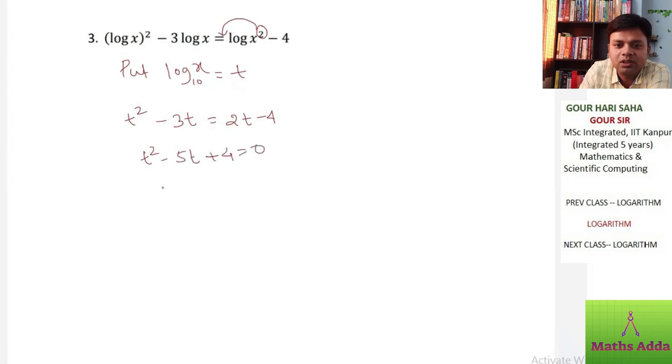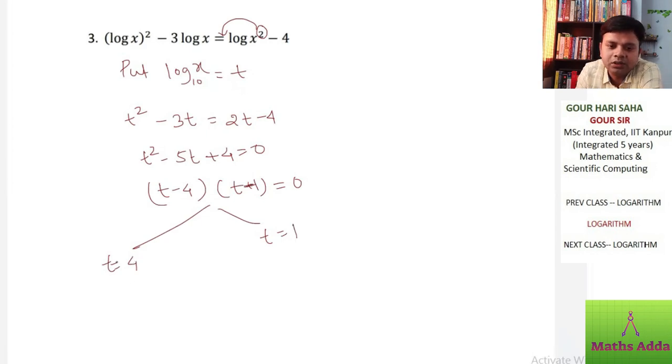This quadratic, you see, is the same as the previous one. (t minus 4)(t minus 1) equal to 0. So t has two values, t equal to 4 and t equal to, here it is 1, be careful. In the last video I made one calculation mistake in the last example, but the theory explained is fine. So solve it and find the answer.